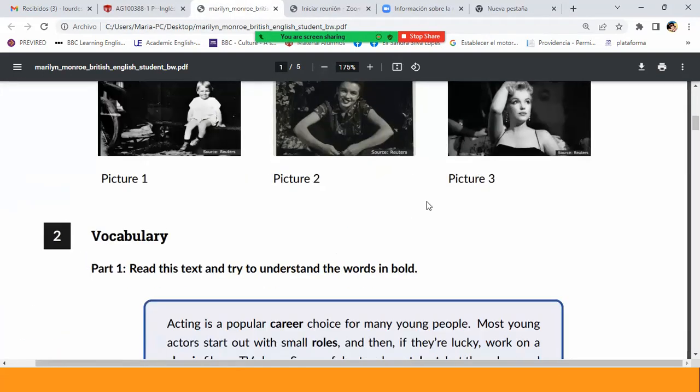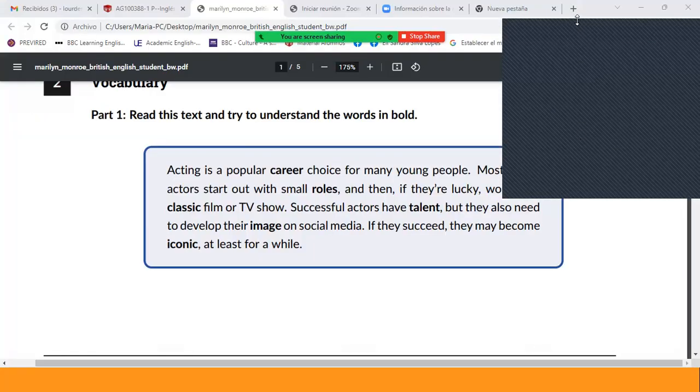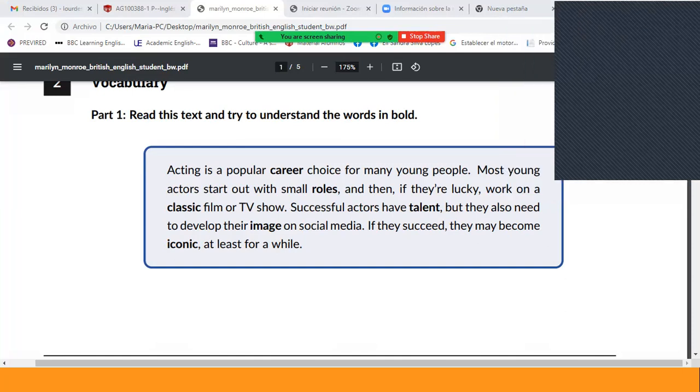Let's go down. Here there is a text, okay? We're going to read this text. I will ask you to read it aloud in order to check pronunciation, okay? Alexis, please, can you read the first sentence of this text, please? Acting is a popular career choice for many young people. Okay, career choice. Right, good.